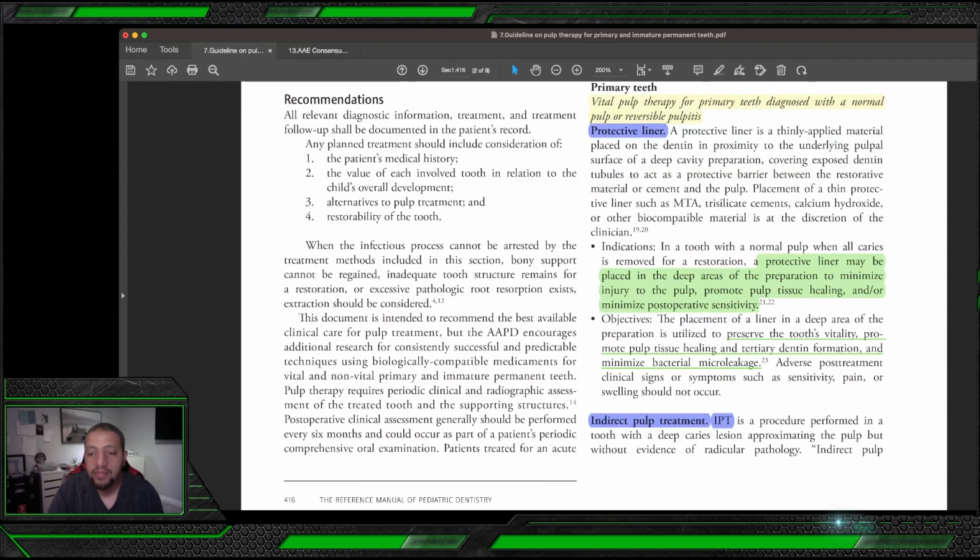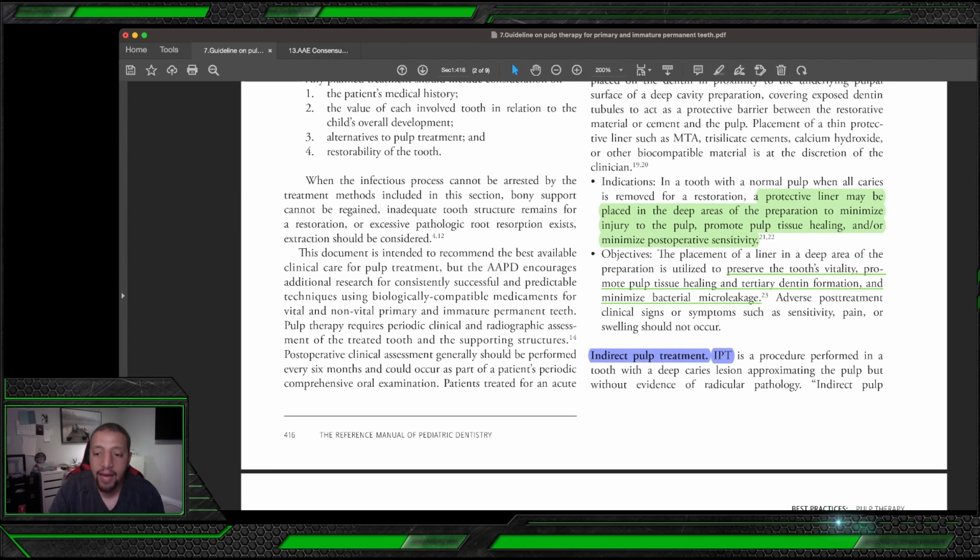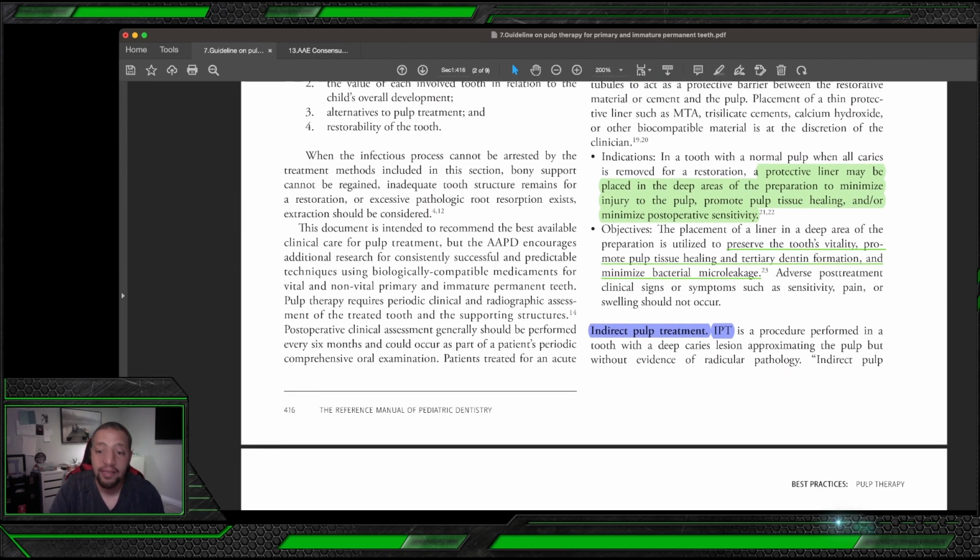Why do we aim for this? Again, to preserve the tooth's vitality, promote pulp tissue healing and tertiary dentin formation, and minimize bacterial microleakage. So this is the first line we're going to use, considering, as we mentioned before, it's a vital tooth within the category of reversible pulpitis. Second part will be indirect pulp capping, and in short, it will be IPT for this one.